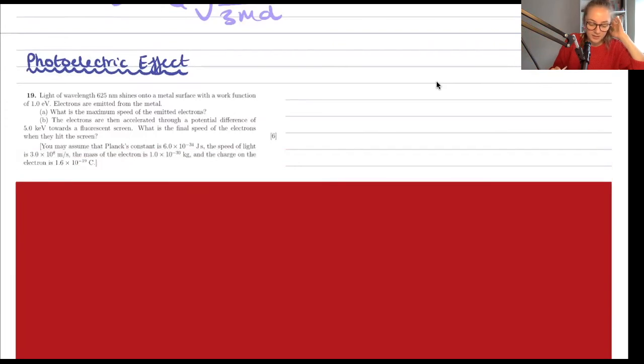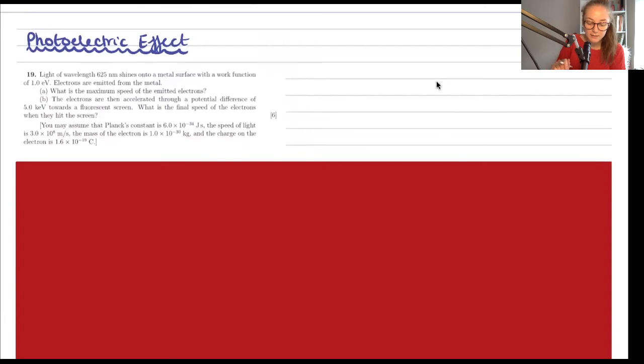So this question here says that we have light of wavelength 625 nanometers shine onto a metal surface with a work function of 1 electron volt. Electrons are emitted from the metal. And they want to know what the maximum speed of the emitted electrons is.